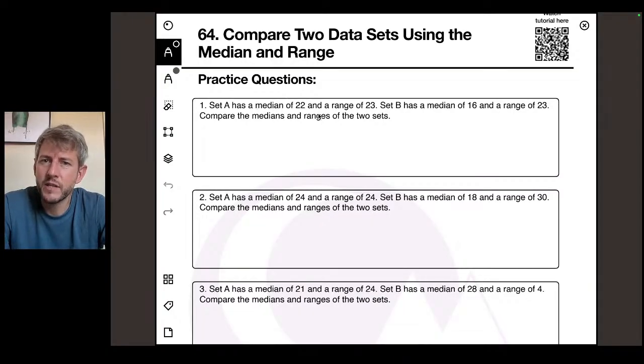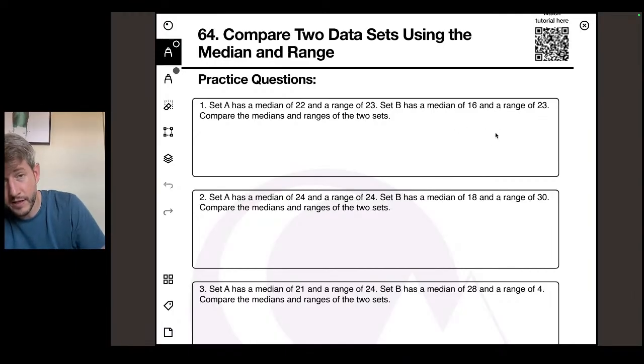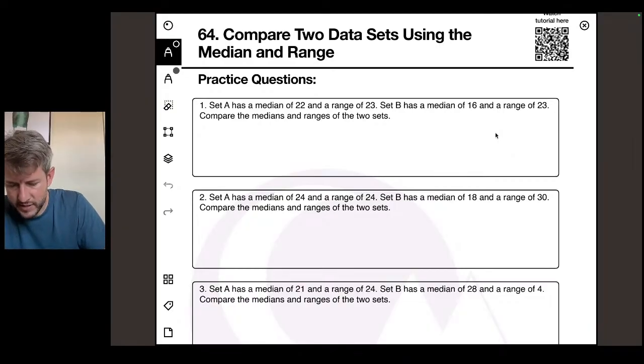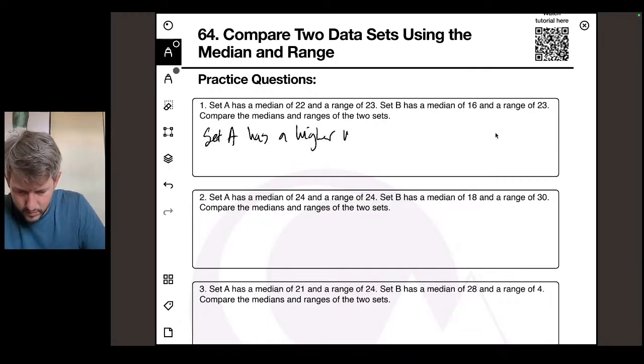Set A has a median of 22 and a range of 23. Set B has a median of 16 and a range of 23. Compare the two data sets, okay? So, what we're going to say: set A has a higher median than set B. Both have the same range.